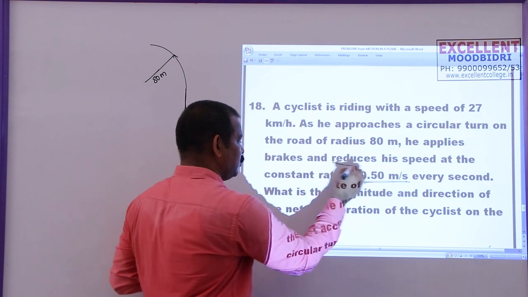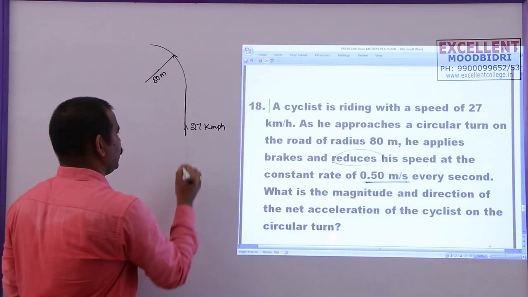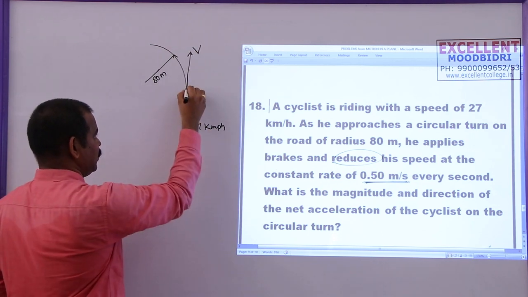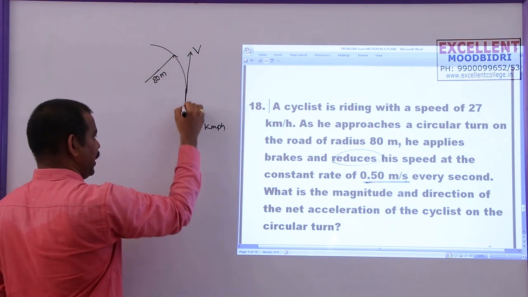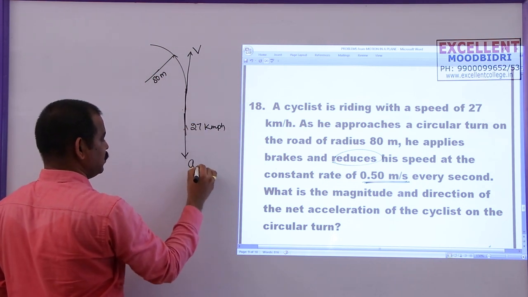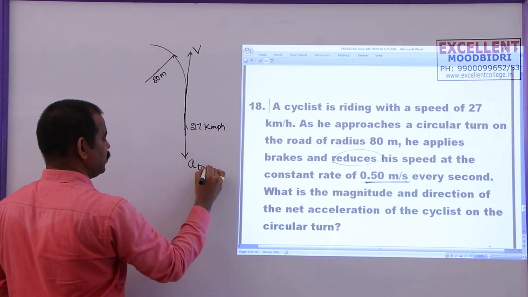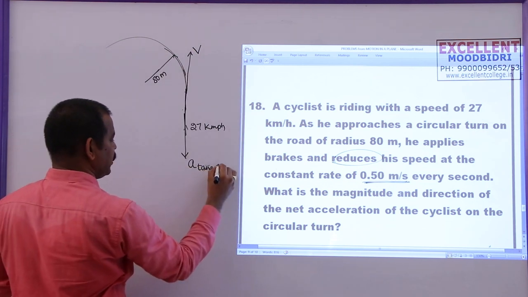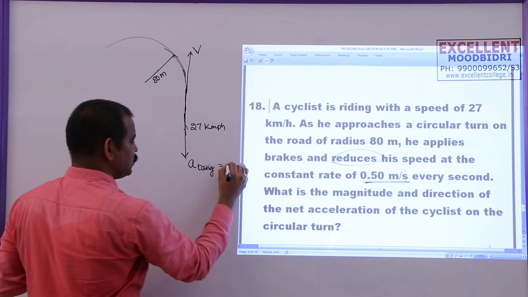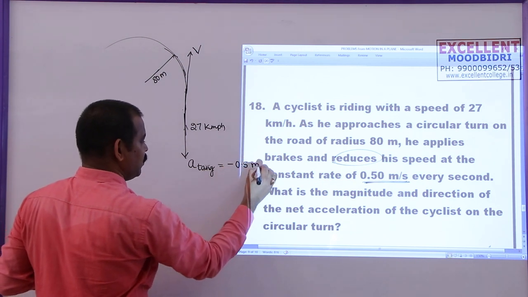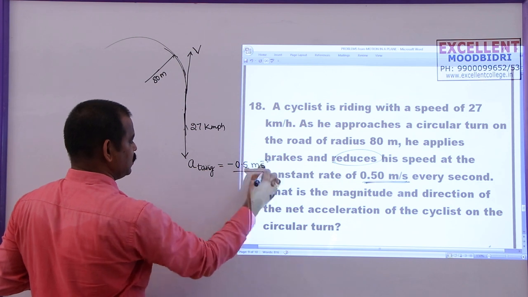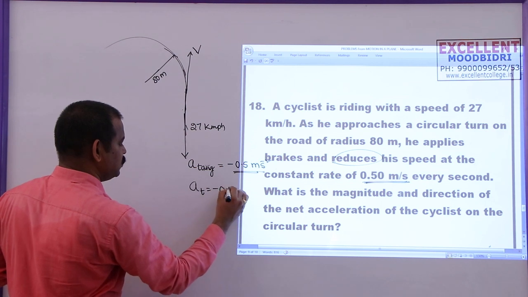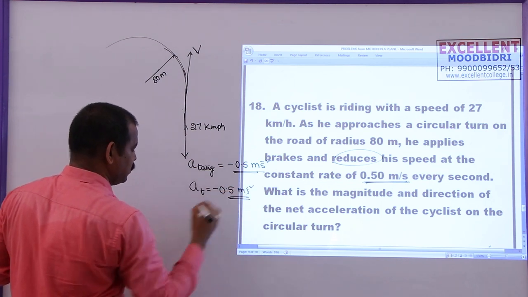Is it positive or negative? As the speed is reducing here, this is a negative acceleration. So that means when he applied brakes here, his direction of motion is this one. And as the speed is reducing, the acceleration will act in the opposite direction. This we call a tangential acceleration, because for this circular path, this is tangential. So the tangential acceleration is opposite to the speed, which is given by minus 0.5 meter per second square. So we denote this as AT equal to minus 0.5 meter per second square.